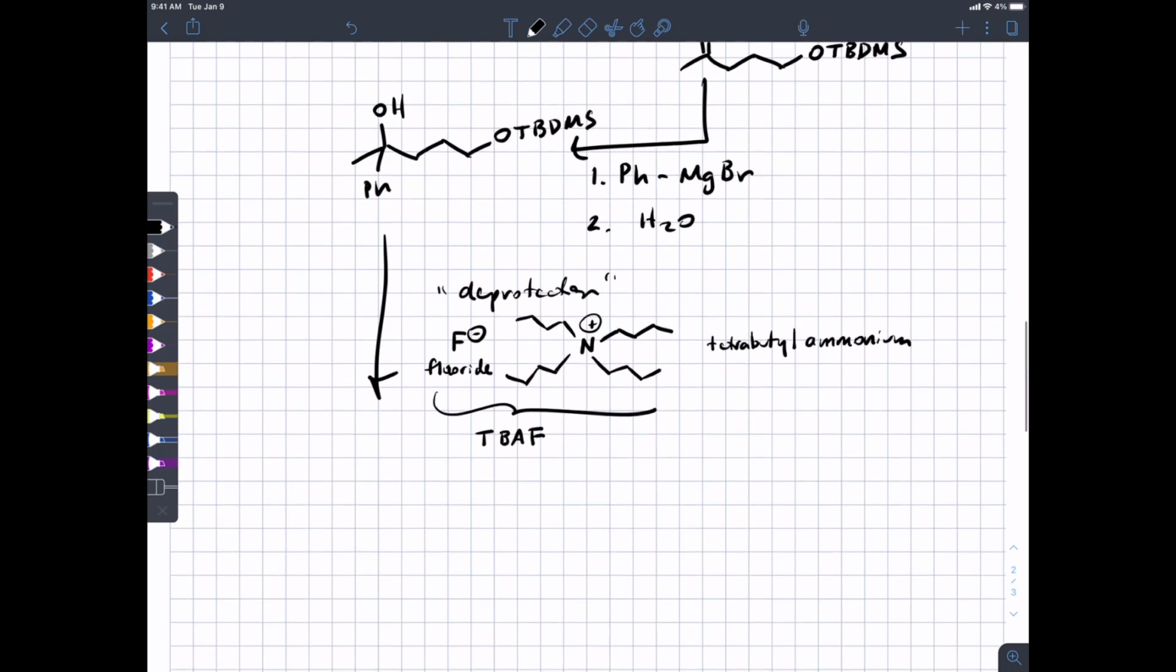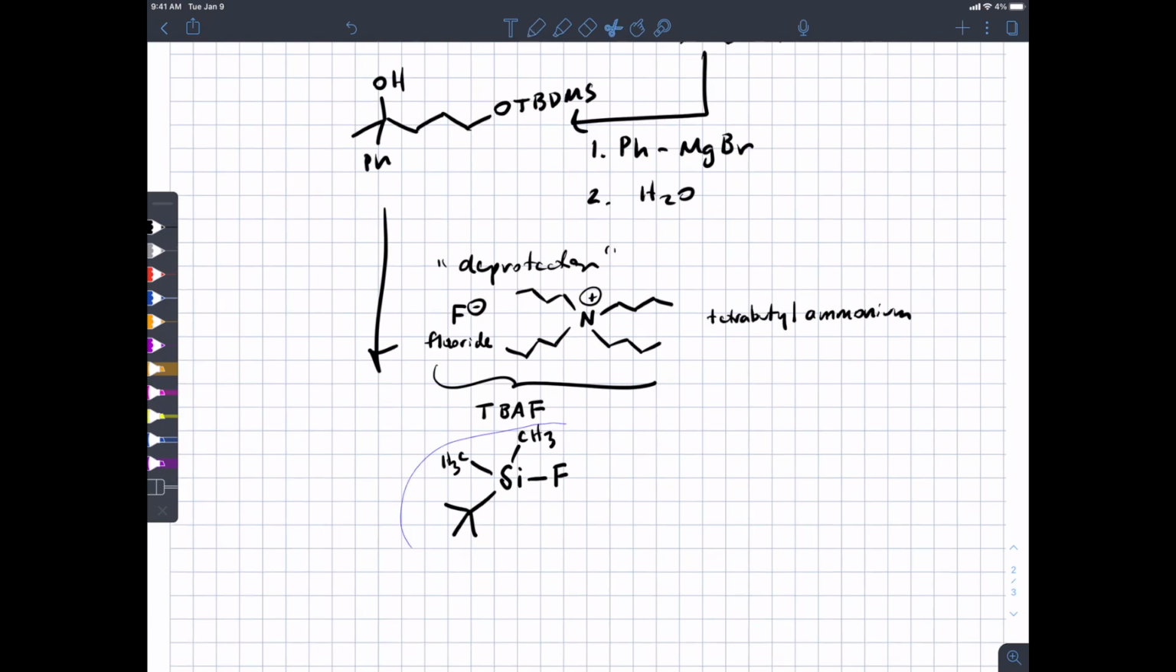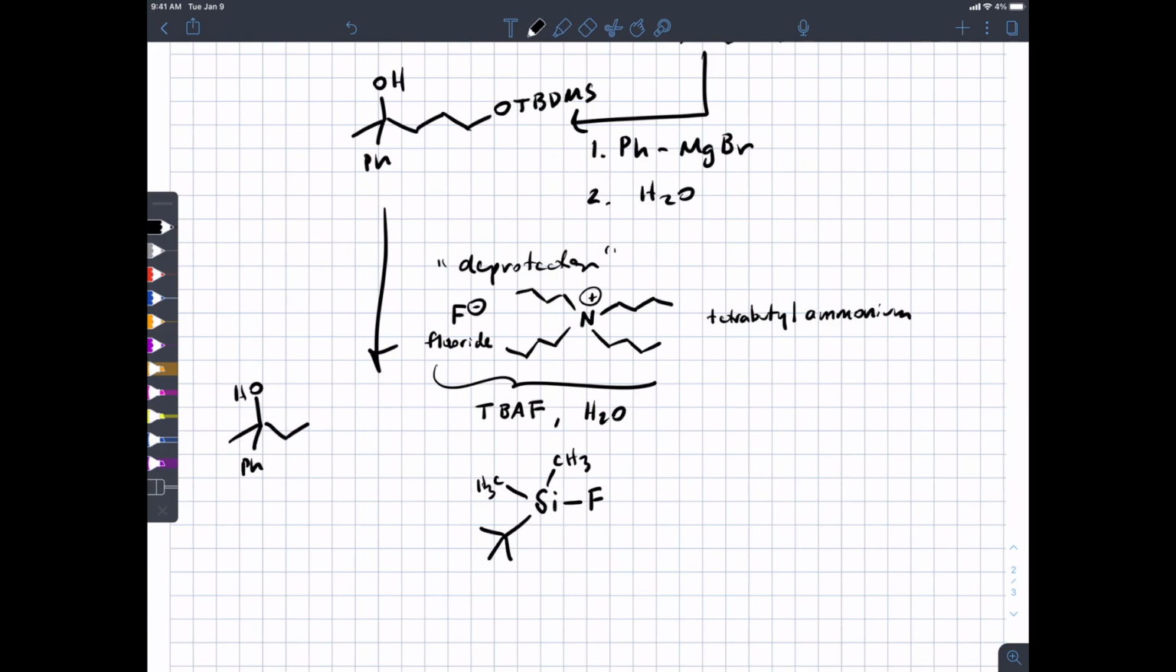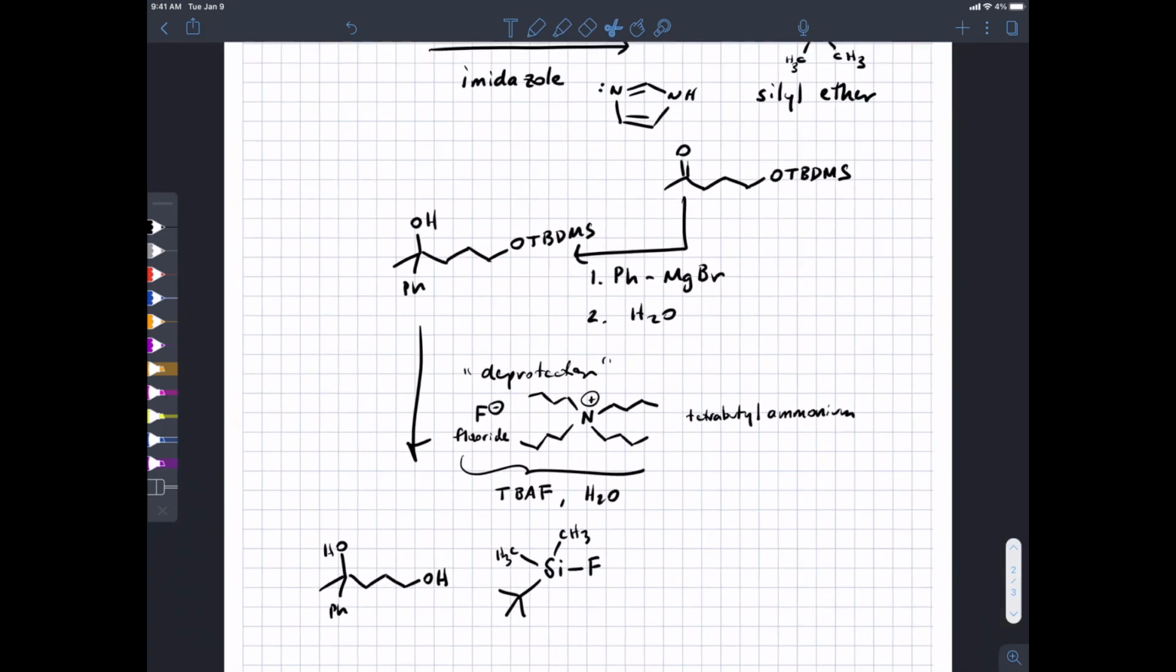What likely happens here, because silicon-fluorine bonds are stronger than silicon-oxygen bonds, is that the fluoride replaces the oxygen. Probably the reaction has some amount of water in it, because once we remove that silyl protecting group, the oxygen from our protected alcohol gets protonated to regenerate the alcohol. And again, this deprotection reaction is high yielding.